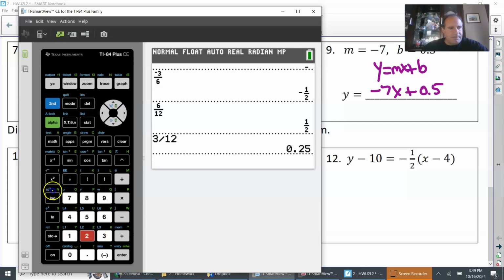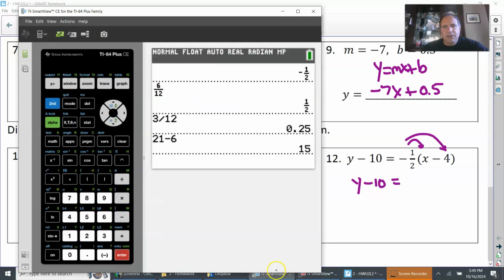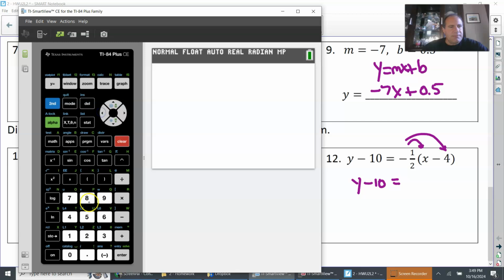21 minus 6, 15. Right here. So now this is a half, negative a half x. Be careful. Negative a half, multiplying by negative a half, you just go ahead, put it in your calculator, just like this. Clear this out.